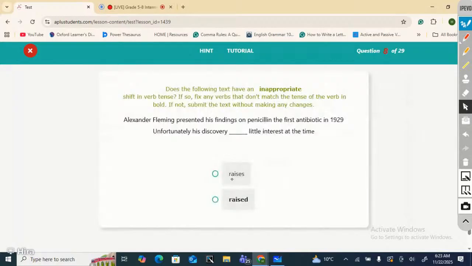Alexander Fleming presented his findings on penicillin, the first antibiotic, in 1929. Unfortunately, his discovery blank little interest at the time. Raises or raised?